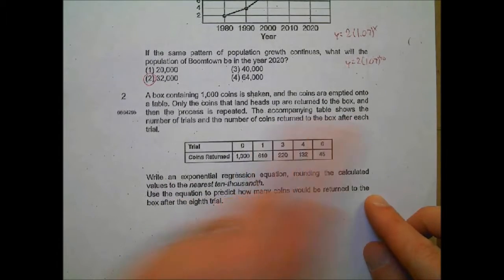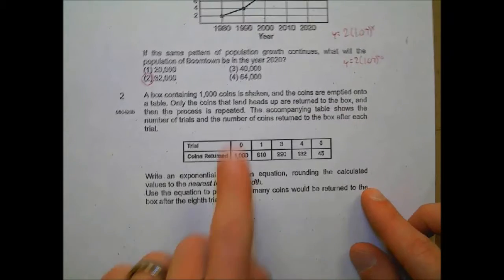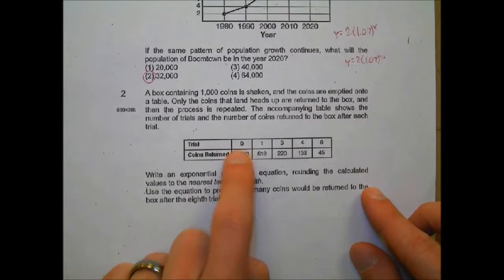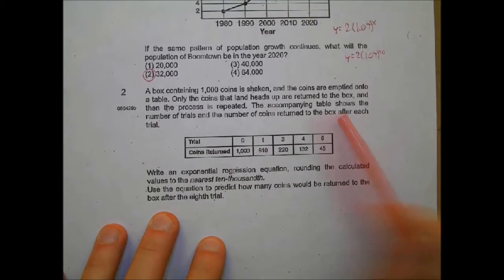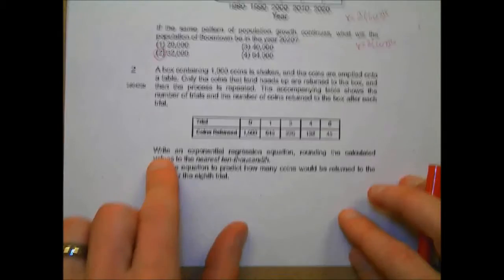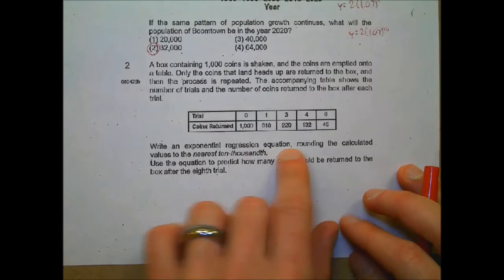The accompanying table shows the number of trials and the number of coins returned to the box after each trial. So after start, no trials, we have 1,000 coins. Then the box is shaken, they're all dumped out, and any coin that lands heads up goes back in the box. Anything that's tails up goes out of the box. And if it's on its edge, I'd love to see that happen. Anyway, there's our information. We're going to write an exponential regression equation, rounding the calculated values to the nearest 10,000.